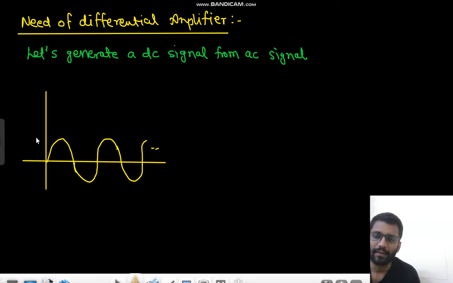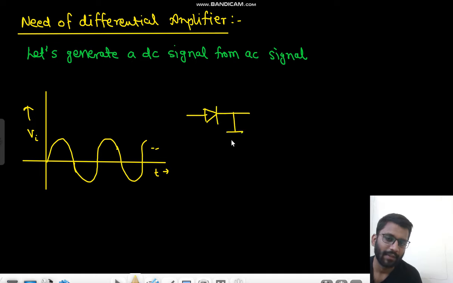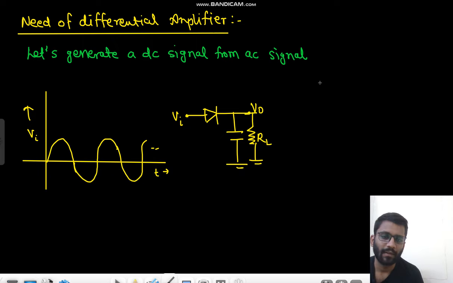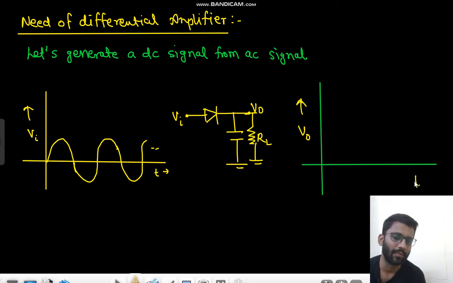This is your AC signal, right? This AC signal is going to a peak detector. Input is fed, and this is the output you are getting. And here there is a load connected as well, right? So now you can draw the output waveform. So this will be your output waveform.